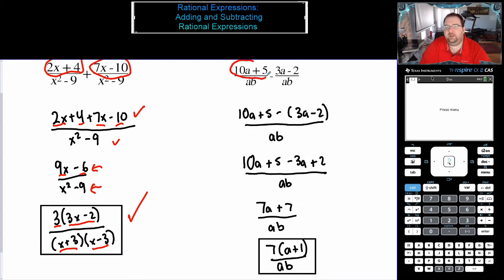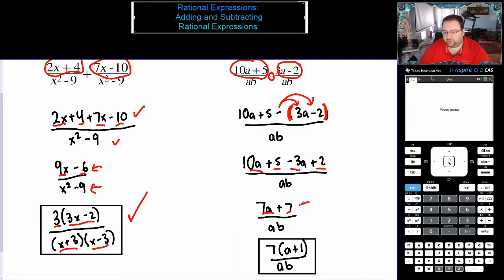For the next one, we're going to again combine them. So you have 10a plus 5 minus 3a minus 2. And you have to be careful. Remember I said when there's a subtraction sign, you want to put the second term in parentheses, because this negative sign needs to be distributed. So you'll have 10a plus 5 minus 3a minus negative 2, so plus 2. That's going to lead to 10a minus 3a is 7a, and 5 plus 2 is 7.